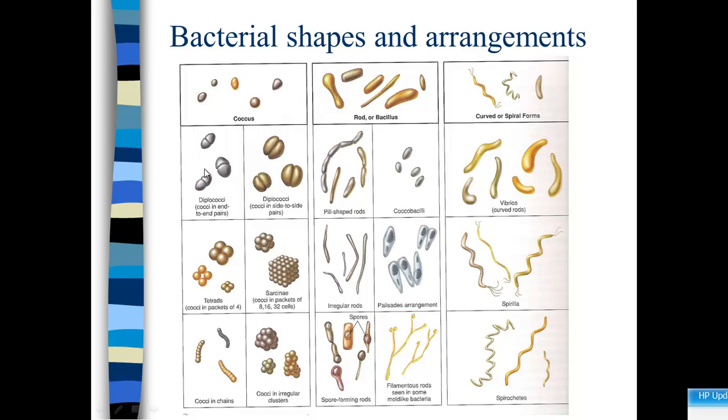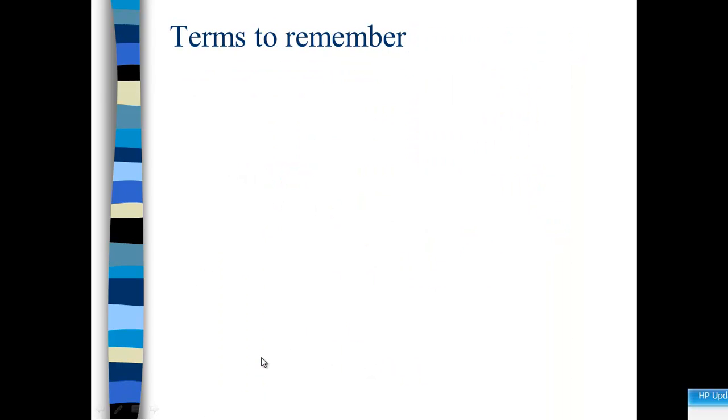In terms of coccus, if you have 2 together, that's a diplococcus. 4 is a tetrad. 8 or greater in a close packed arrangement, like a cubic arrangement, is called sarcinae. You can have streptococci, which are in chains, and then you can have staphylococci, which are in clusters.